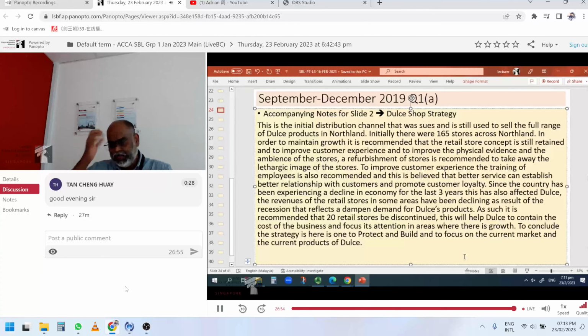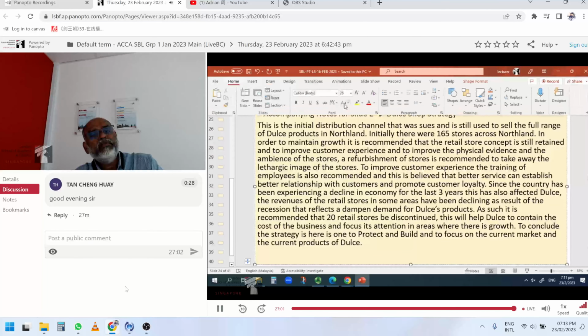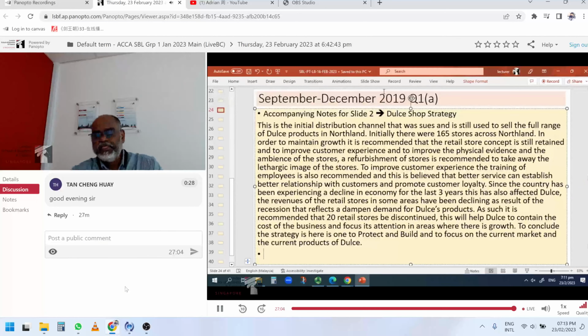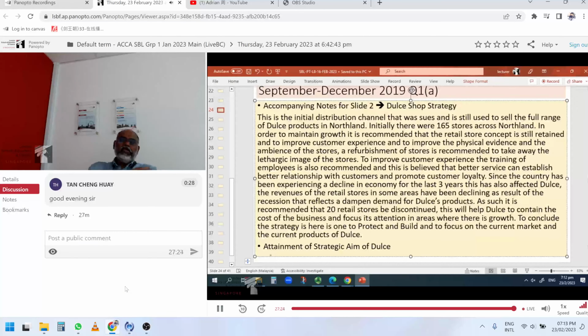So that one is talking about the slide. There's another part of the question that we need to look at. What is the other part of the question that we need to look at? If you remember, which one is that? The attainment of strategic aims. The attainment of strategic aims of Dulce. Okay. Now, does this strategy attain the strategic aim or does not attain the strategic aim? Right.